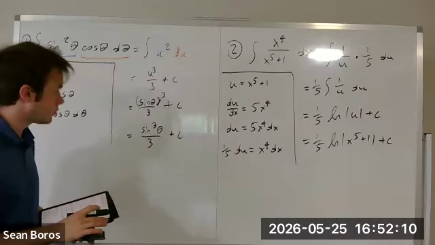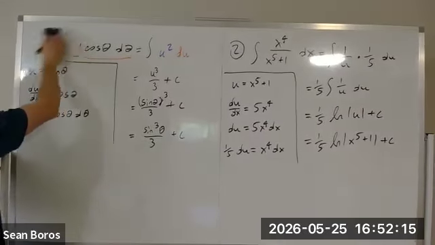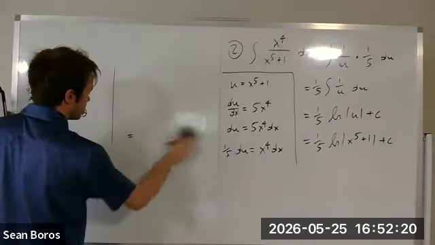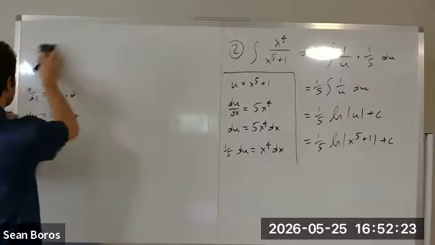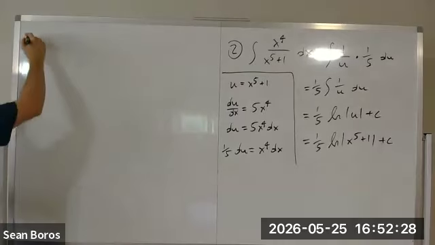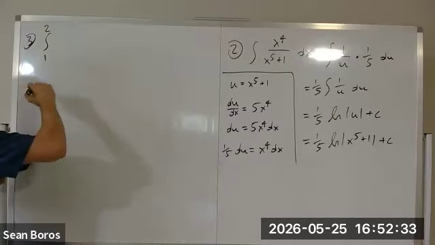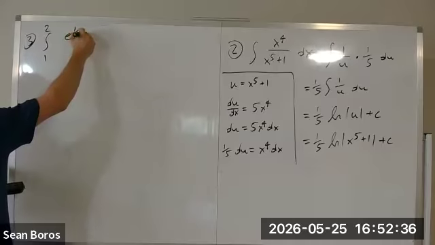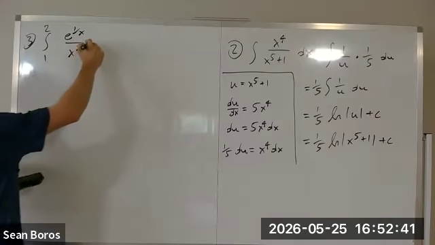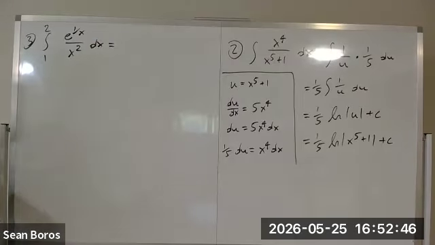So now we can move on to the third example. Okay. So the third example is going to say the integral from 1 to 2 of e to the 1 over x over x squared dx. Okay, so this is our integral.